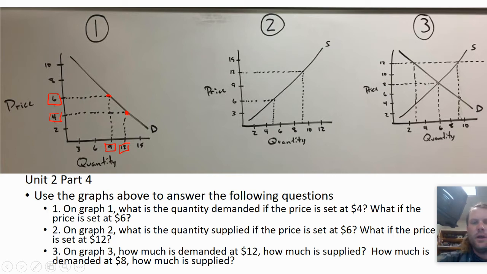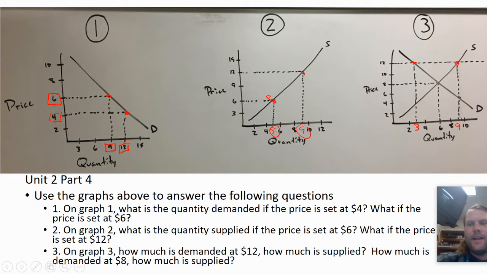Over on number 2, what is the quantity supplied at $6, which we have 5. What's the quantity supplied at 12? It's 9. That's representing that as my wage could potentially go up, I'm more willing and able to supply, to produce something. And then on number 3, how much is demanded at 12? We've got a low number, 3. How much is supplied at 12? We've got a higher number, 9.